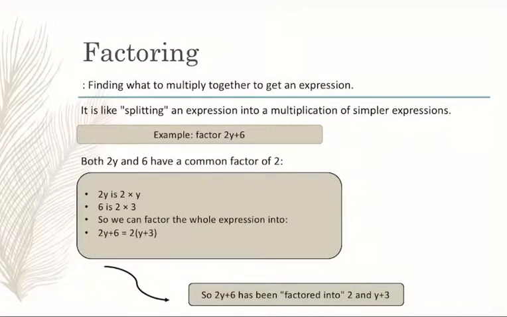Factoring. Factoring is finding what to multiply together to get an expression. It is like splitting an expression into a multiplication of simpler expressions. Example: factor 2y plus 6. Both 2y and 6 have a common factor of 2. 2y is 2 times y. 6 is 2 times 3. So we can factor the whole expression: 2y plus 6 equals 2 bracket y plus 3 close bracket. So 2y plus 6 has been factored into 2 and y plus 3.